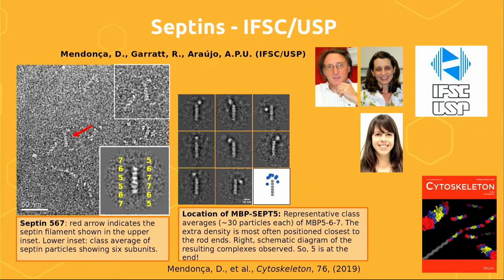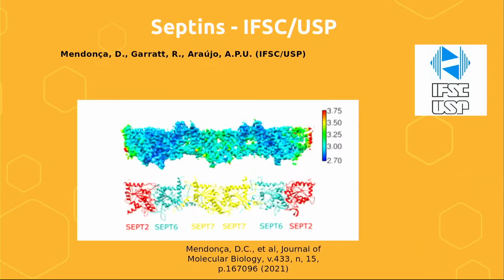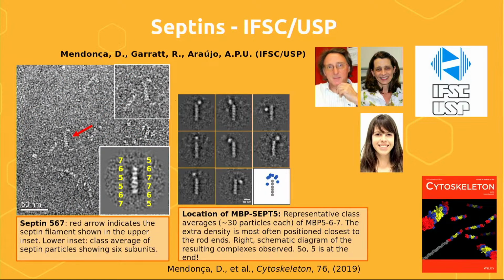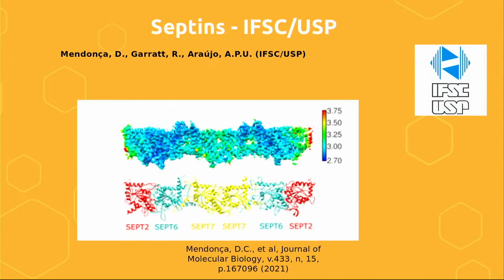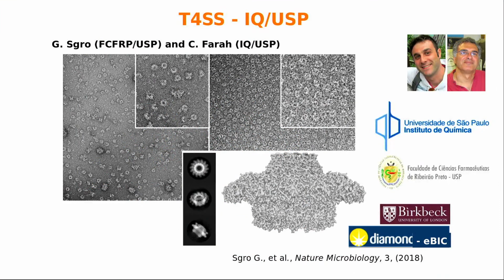Later, in a second work, we managed to go for cryo and solve the structure, and it was seen that septin 2 was at the end, and septin 2 is the one that is equivalent to 5, so it was all right. That was the same structure that had been published by X-ray, so it was a very interesting work to be involved with.